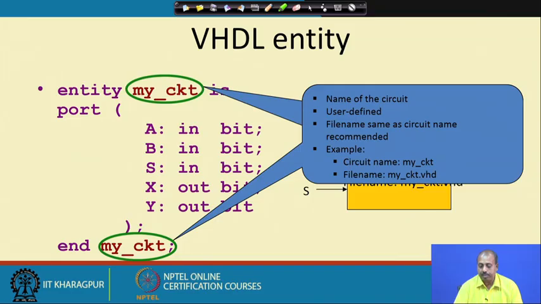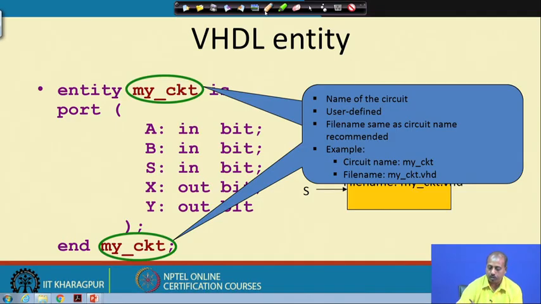The file name same as circuit name is only recommended. Whatever file you are writing this description in, normally we write them in files having extension .v or .vhd. Many tools will accept different types of extensions. For this case the circuit name is my circuit and the file name may be my circuit.vhd, but this is just a suggestion or recommendation, and you may or may not follow it.